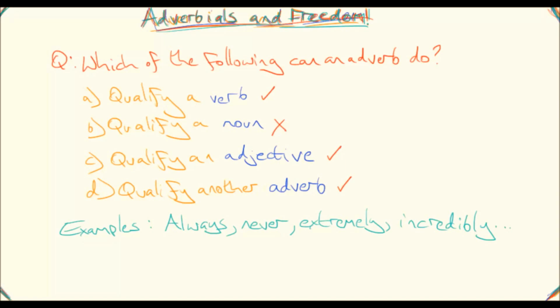Qualifying an adjective. It is big. It is really big. Okay, we're now qualifying an adjective. Qualifying another adverb. I am talking honestly. I am talking very honestly. So the word very is qualifying the adverb honestly there.